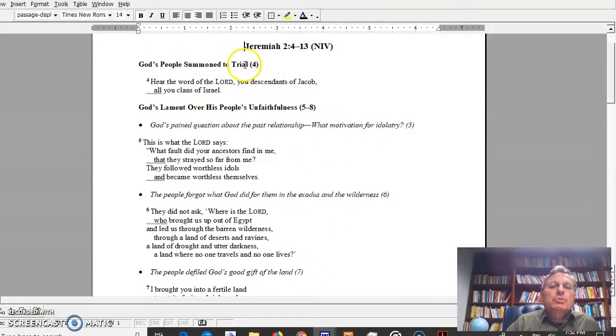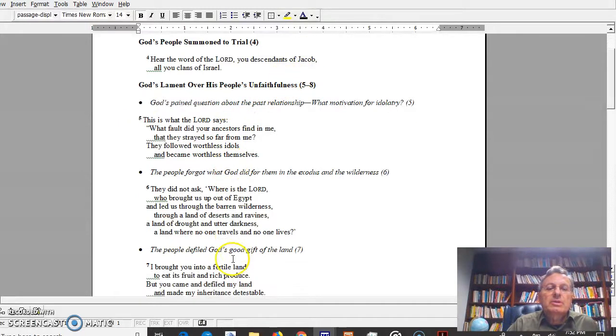God summoned the people to trial. That's a major unit. And then a lament over the people's unfaithfulness. So listen up. I'm going to put you on trial. And I put that all in capital letters, except, of course, you don't put prepositions and conjunctions in capital letters, to make it stand out from the subheadings, which I now have taken out of bold. They're just italics. And I've got a bullet point there. Okay. So God's lament over his people's unfaithfulness. I've got the subsections there.